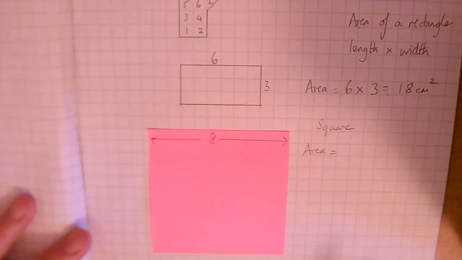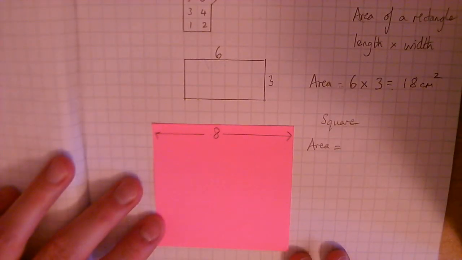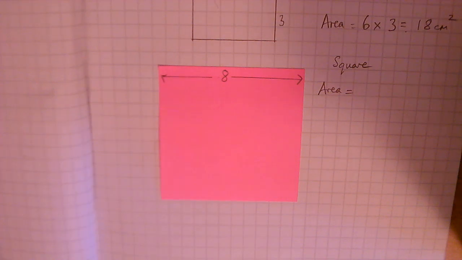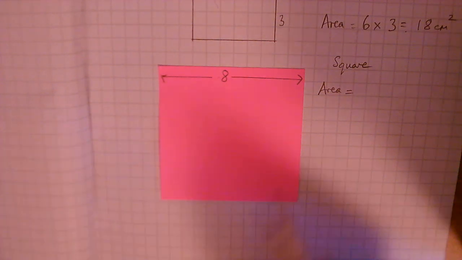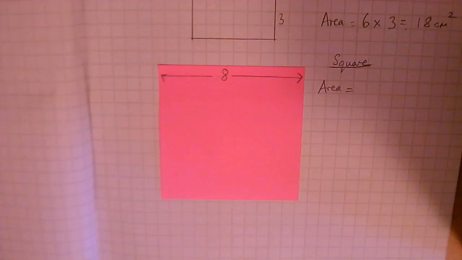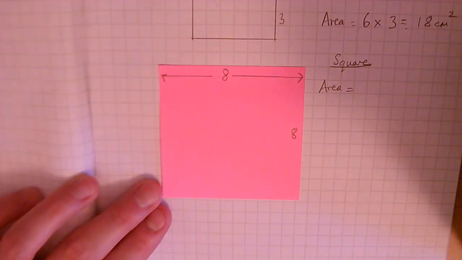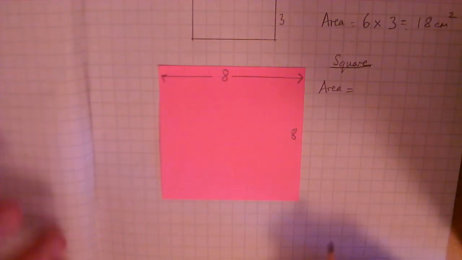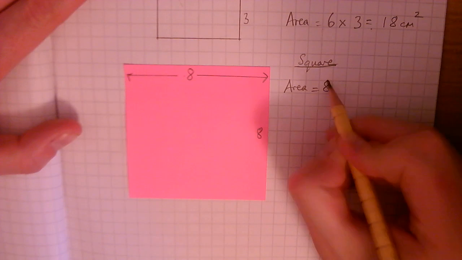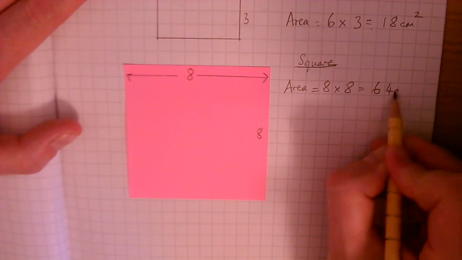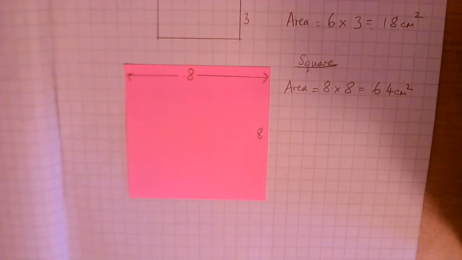Let's have a look at another question where we don't have squares. So here we've got a square, it's a post-it note, and let's say it's 8 centimetres across. And we know it's a square. And because we know it's a square, this distance down here must also be 8 as well. So to work out the area of this square, we just do 8 multiplied by 8. So this square has an area of 64 centimetres squared.